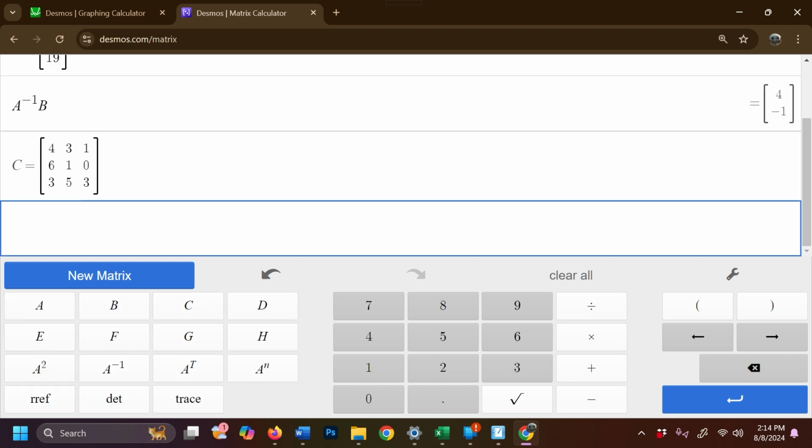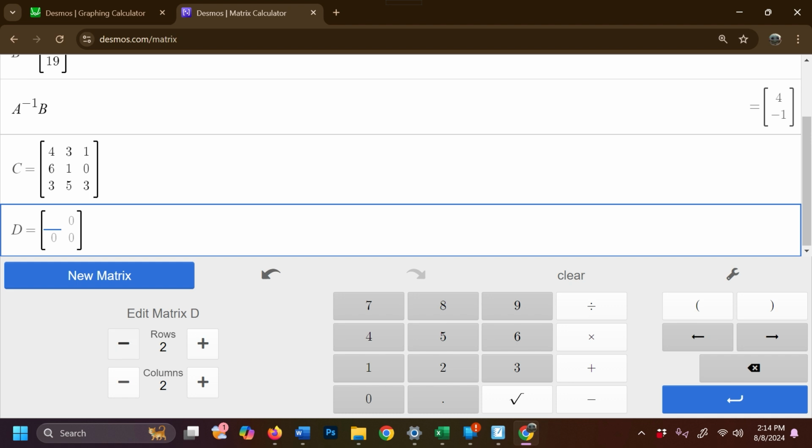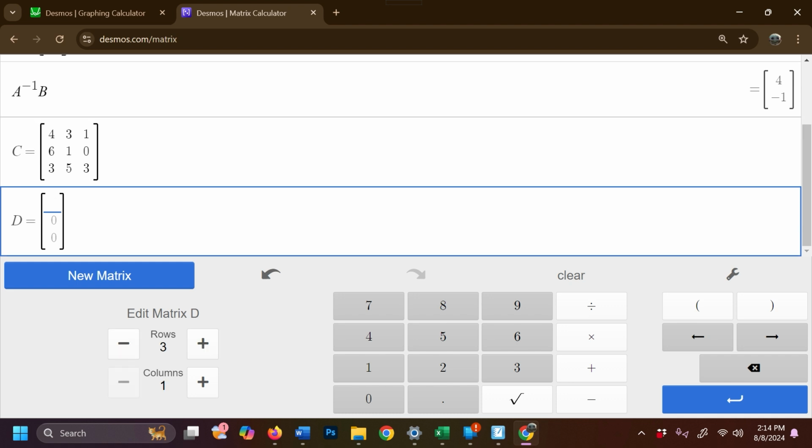Then we will have one last new matrix, and we will add a row and we will lose a column. We will put in 14 on the top, we'll put in 9, and then we'll put in 21. And since we filled it, we'll hit enter.